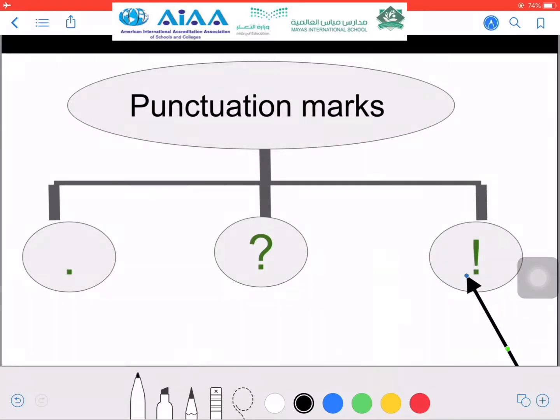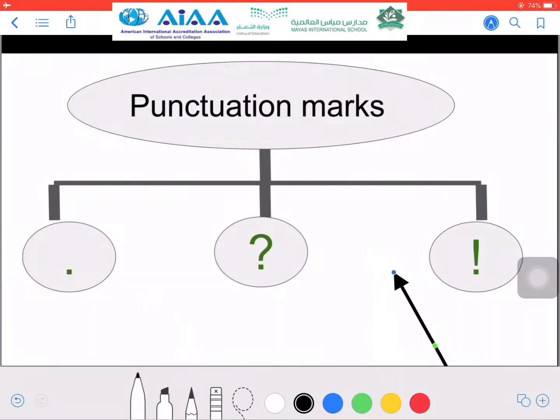Here we have the exclamation mark that we put at the end of an exclamatory sentence. Wow, that's awesome! Then we put an exclamation mark. It's amazing! Exclamation mark, okay?